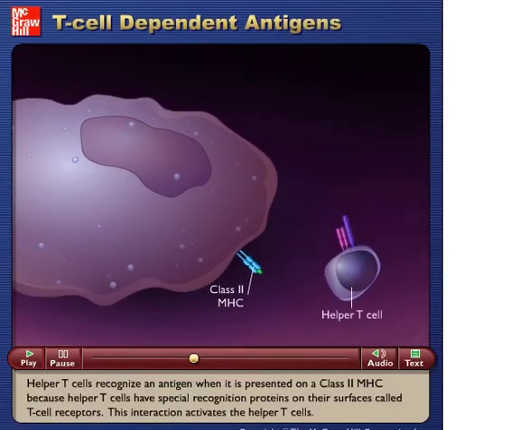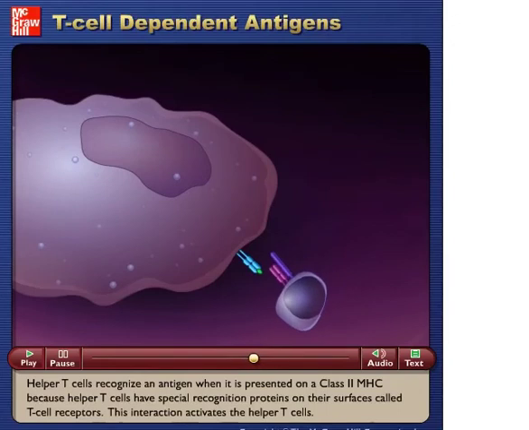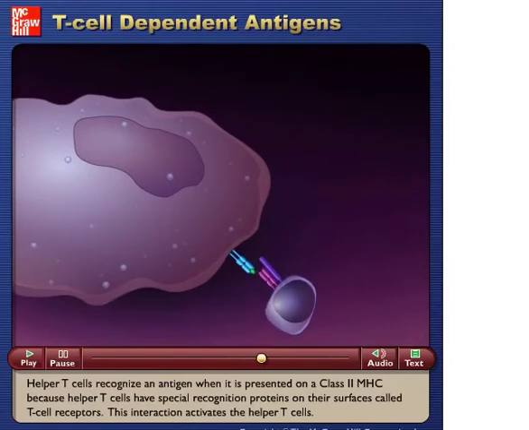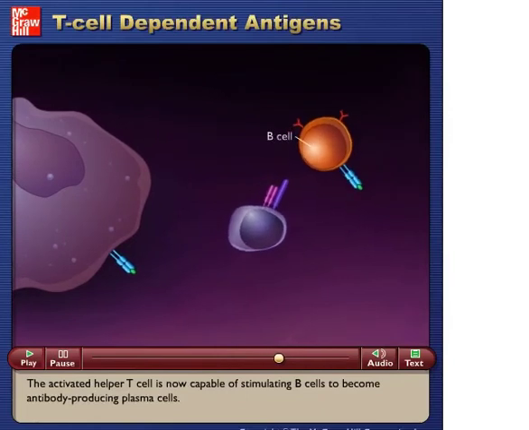Helper T cells recognize an antigen when it is presented on a class II MHC because helper T cells have special recognition proteins on their surfaces called T cell receptors. This interaction activates the helper T cells. The activated helper T cell is now capable of stimulating B cells to become antibody-producing plasma cells.